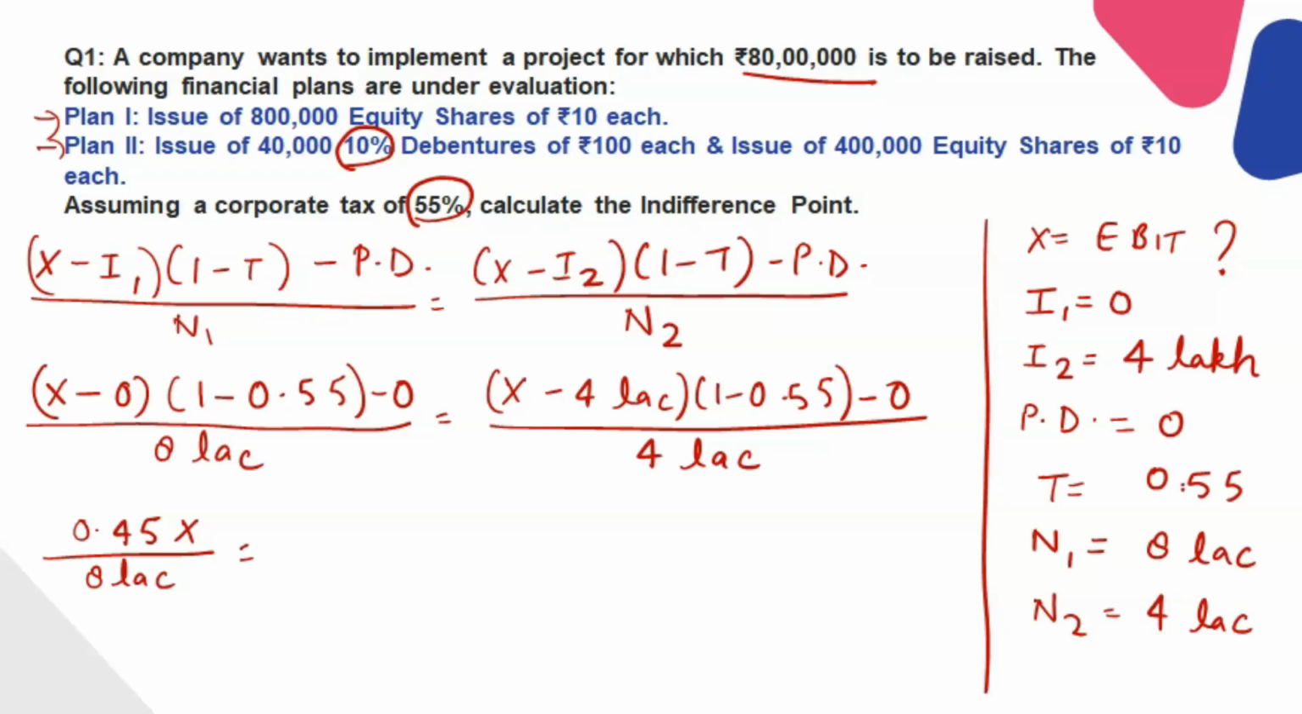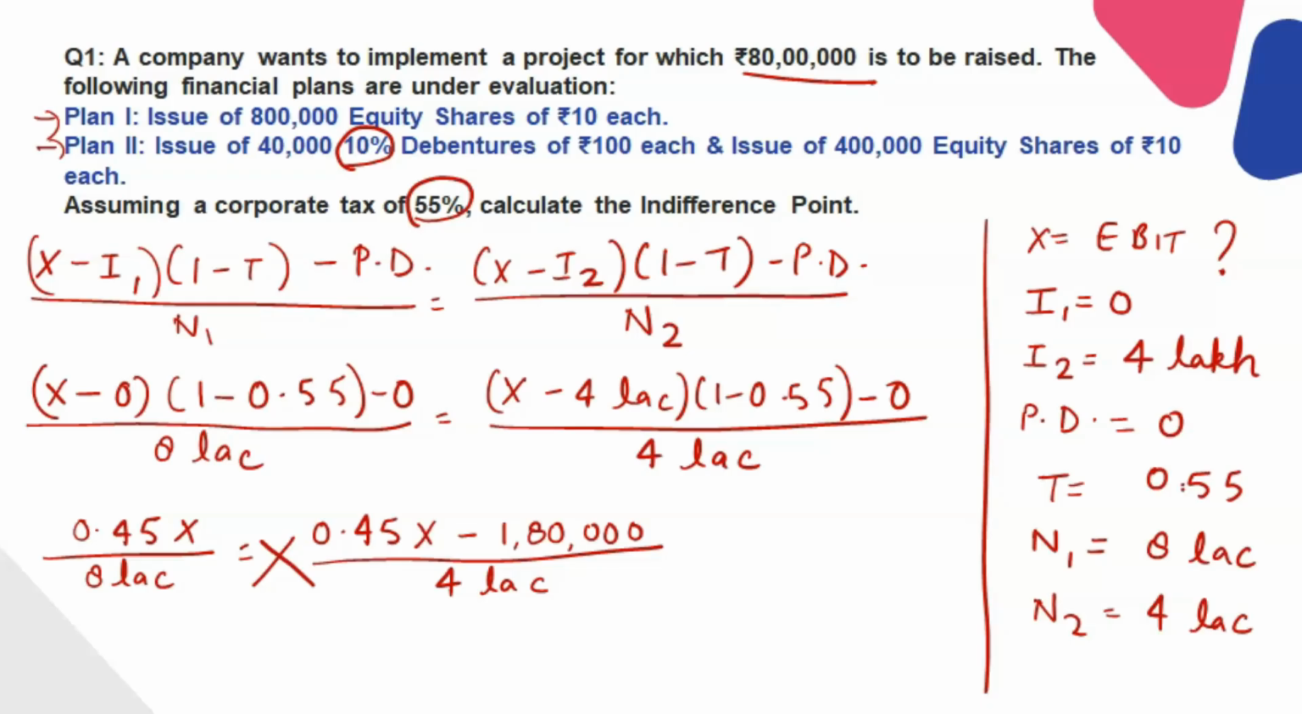Then here you will get 0.45X minus 1,80,000. 1 minus 0.55 is 0.45. So 0.45 multiplied by X is 0.45X and 0.45 multiplied by 4 lakh is 1,80,000. And minus 0, that means nothing. So now we can do cross multiplication. So 0.45 will be multiplied with 4 lakh.